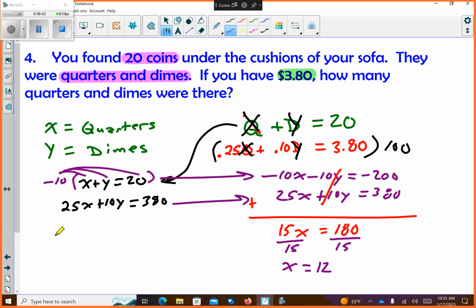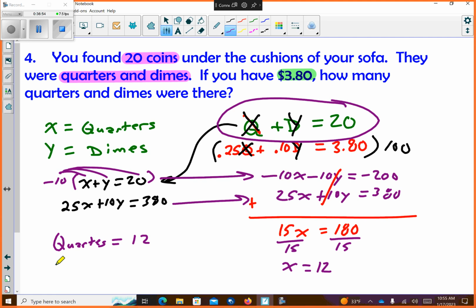All right. So my quarters are 12. Just by looking at this top equation, how many total coins did I find? I found 20. 12 of them happen to be quarters. So if I have 20 coins in all, dimes and quarters, how many dimes do I got? Couldn't you just do like process of the multiplication? If you don't want to solve it, you could.